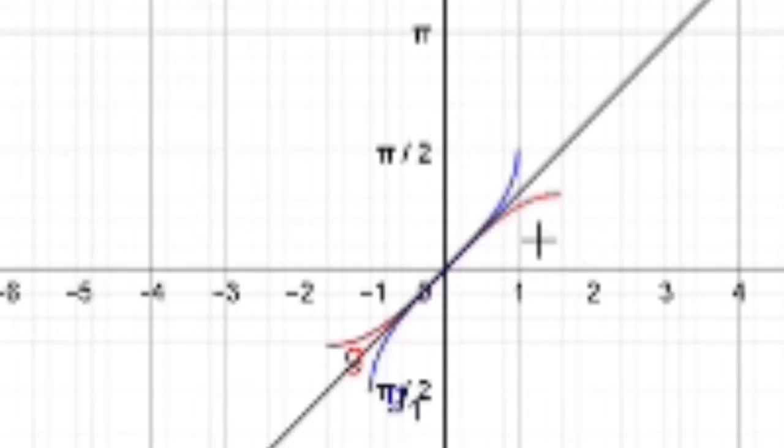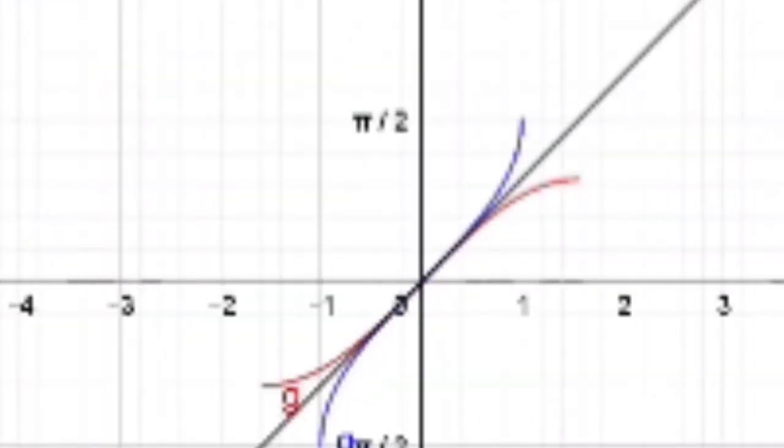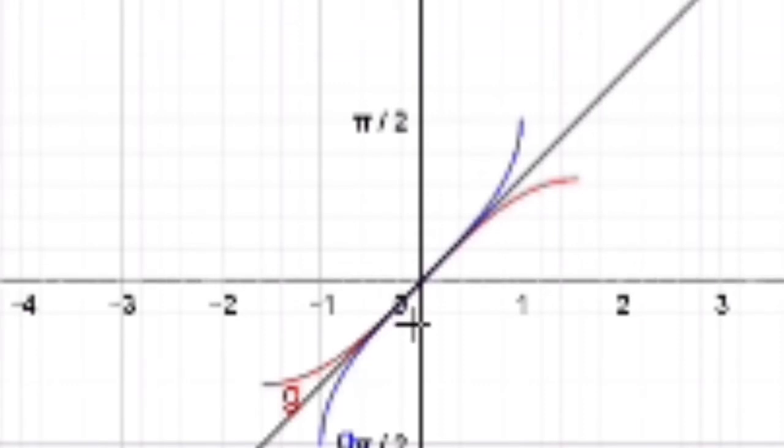Can you see this now? It's just a mirror image. So all the inverse functions will be mirror images, or they will be reflected along the line y is equal to x. So we can see here one curve, that is the sin x curve, and this blue is the sin inverse curve and the red is the sin x curve. So you can just see this is a mirror image.